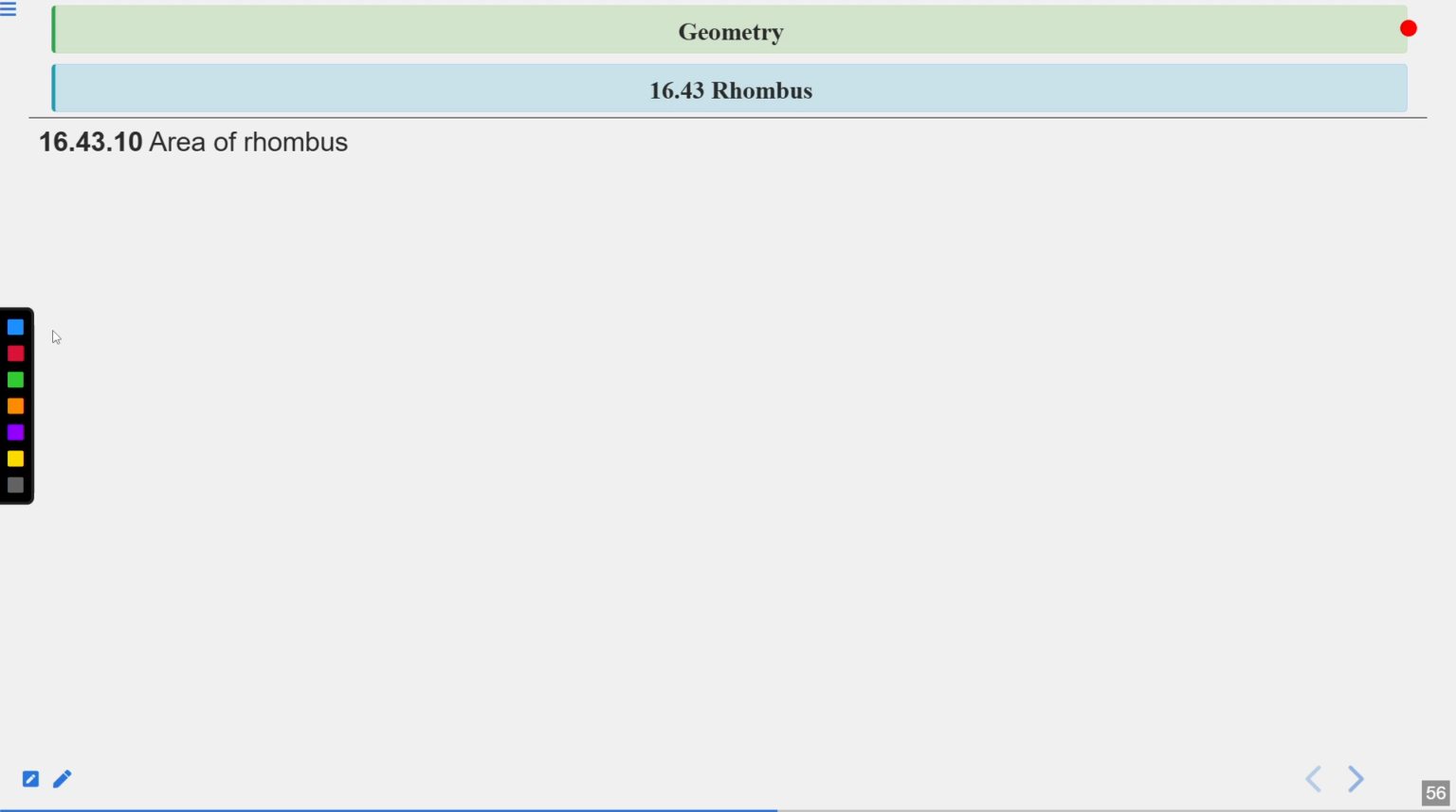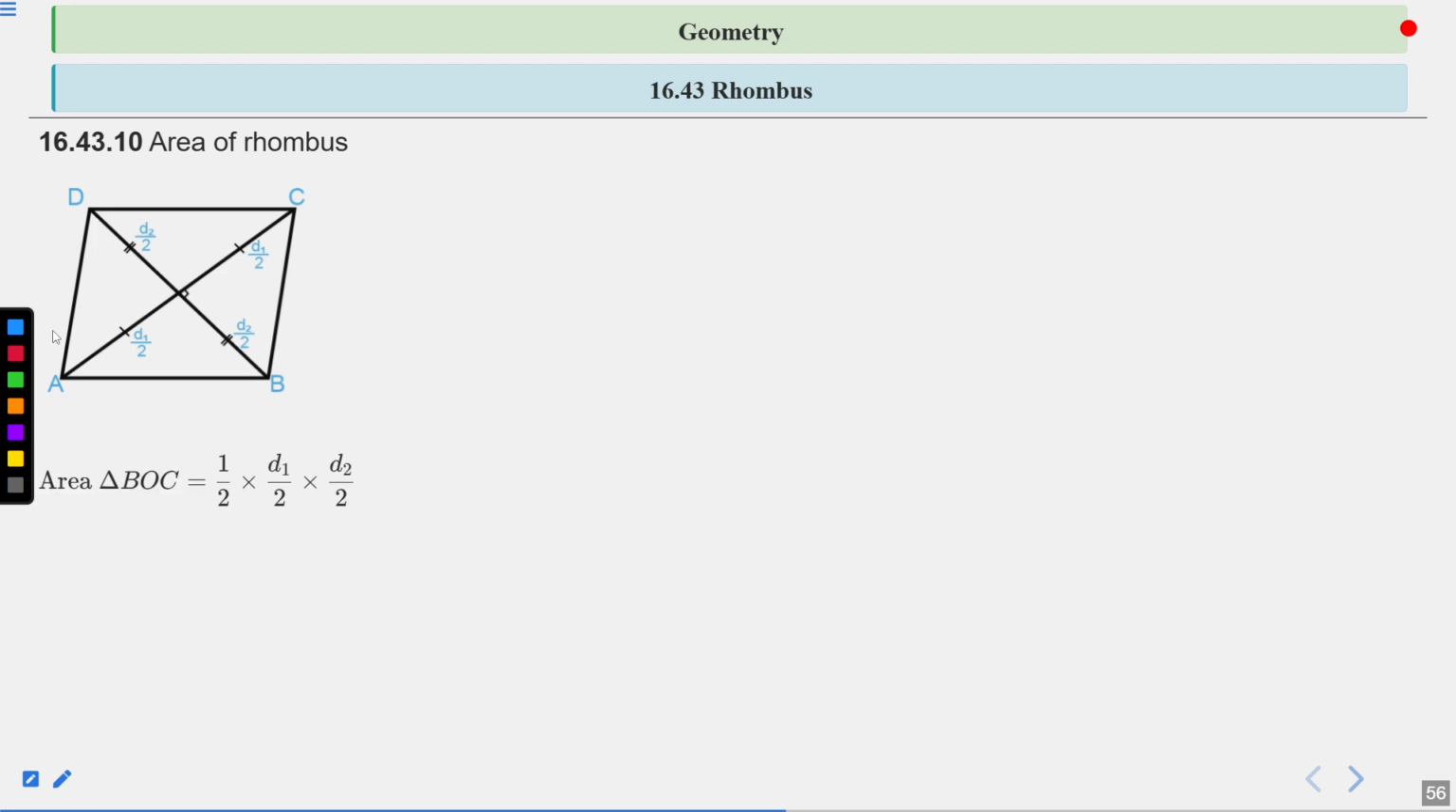So the area of the rhombus, this is the diagram of the rhombus. So we know that the area of triangle BOC will become 1 by 2 into half of d1 into half of d2. So area of the rhombus will become 4 times of half of d1 by 2 into d2 by 2. So when simplifying it, we get the area of rhombus, which is 1 by 2 into d1 into d2, or we can say that d1 into d2 by 2.